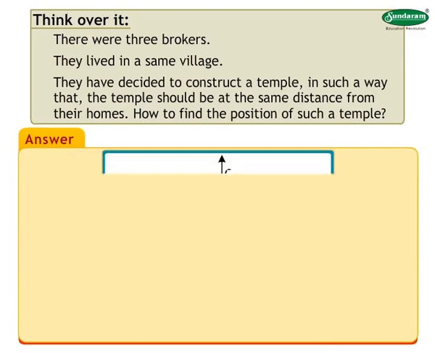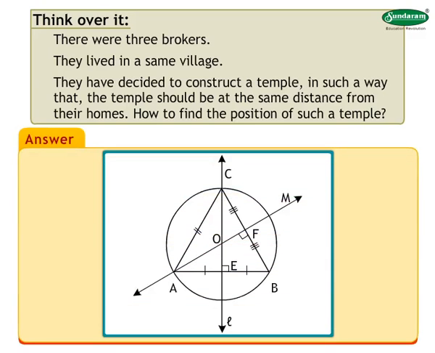Answer. Let the three houses of the brokers be house A, house B and house C. Now join the 3 points. We get a triangle ABC. Now draw the perpendicular bisectors of sides AB and BC. The point where these bisectors meet is point O, that is the center. Now join OA, OB and OC.